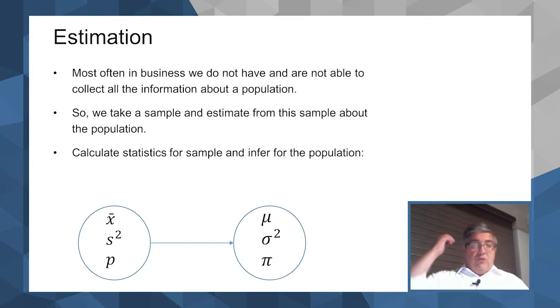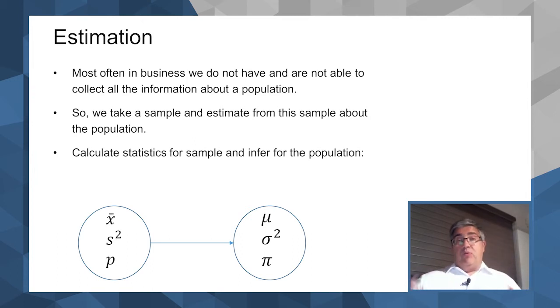And so where we have X bar, which is the mean for a sample, mu represents the mean of a population, the true mean of the population. Where we have S square, the sample variance, we have sigma square for the population variance. Where we have P for the sample proportion, we have pi for the population proportion.